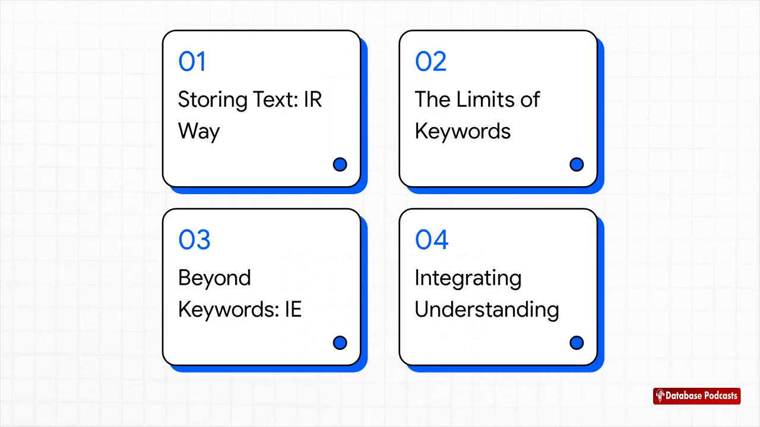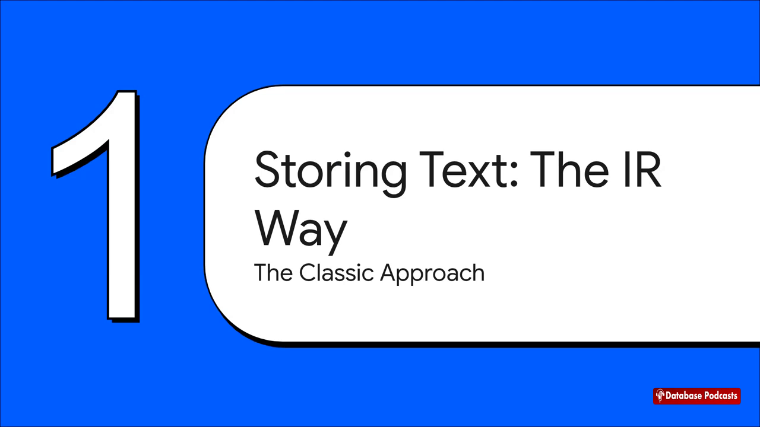So here's our game plan. We're going to start with the classic approach, something called information retrieval, and pretty quickly, we'll see where it hits a wall. Then we'll dive into a much more powerful alternative, information extraction. And finally, we'll look at the tricky part, how to actually integrate that deeper understanding into the systems we already know and use. All right, first things first, let's start with the basics.